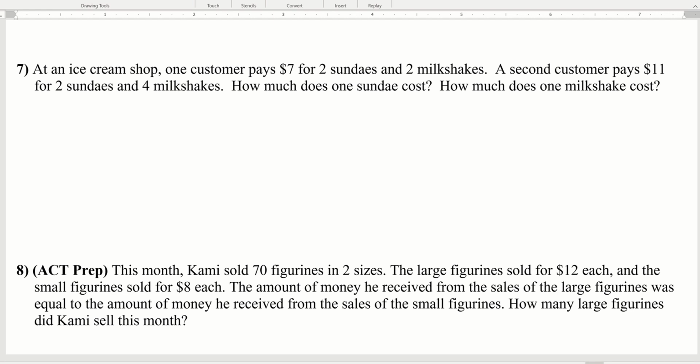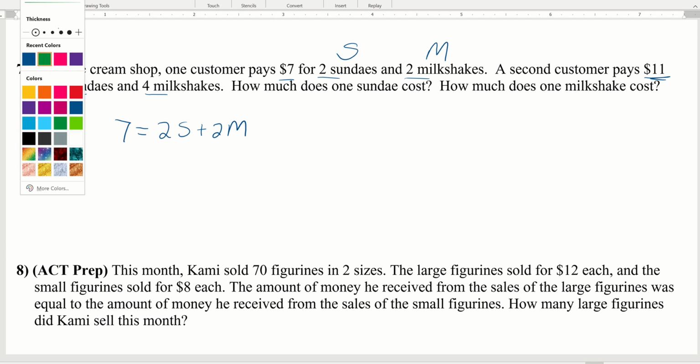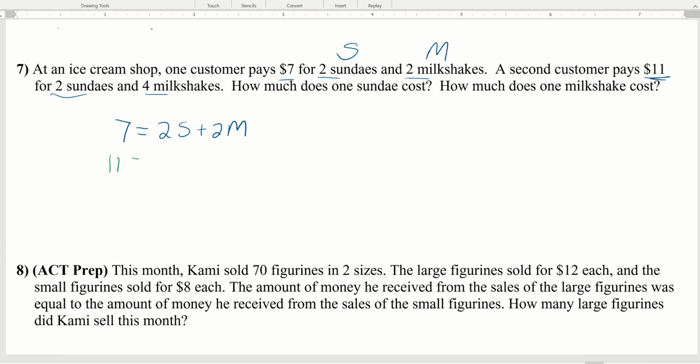Okay, for these guys. So an ice cream shop, one customer pays $7 for 2 sundaes and 2 milkshakes. Okay, so I'm going to call this one sundaes and milkshakes. Okay, a second customer pays $11 for 2 sundaes and 4 milkshakes. Right, so how much does 1 sundae cost? How much does 1 milkshake cost? So what we're going to do is set it up. So $7 is equal to 2 sundaes plus 2 milkshakes. Our second customer came in and paid a total of $11 for 2 sundaes and 4 milkshakes.